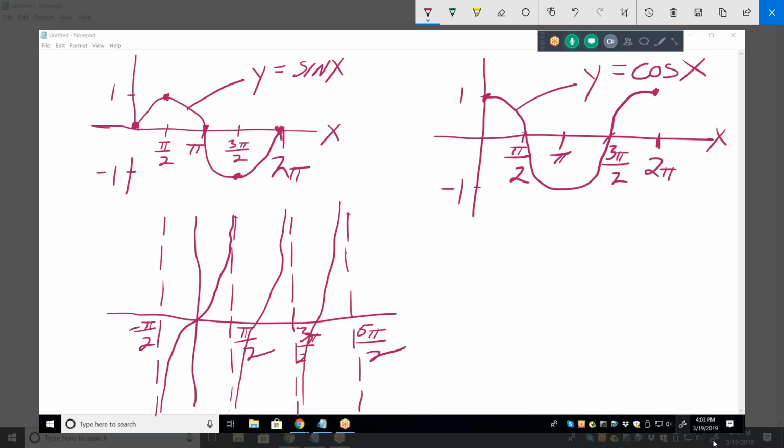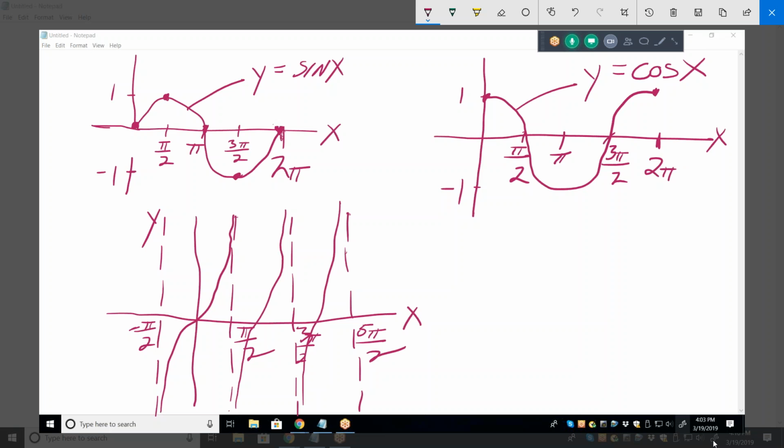In other words, I've drawn 3 periods of the tangent function, whereas I only drew 1 period of the sine function and 1 period of the cosine function. So, tell me what the tangent of pi over 2 would be. Correct. You can see that it's actually going to infinity, right? So you could actually say positive infinity as opposed to undefined.